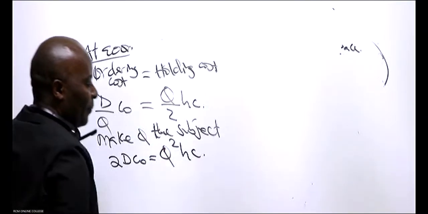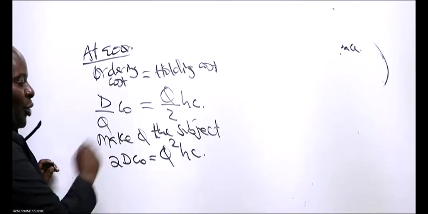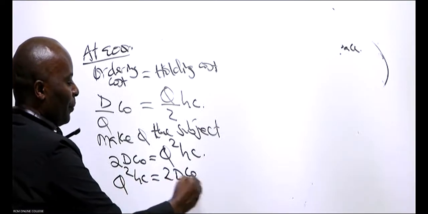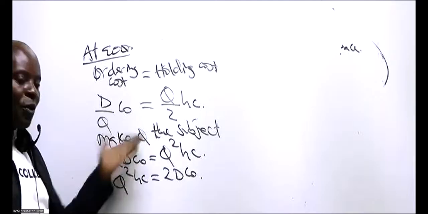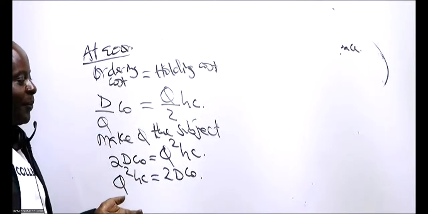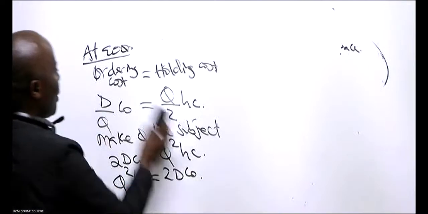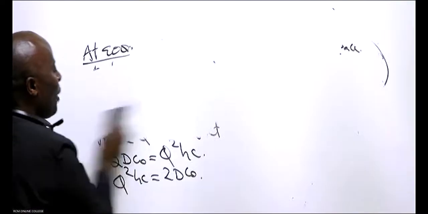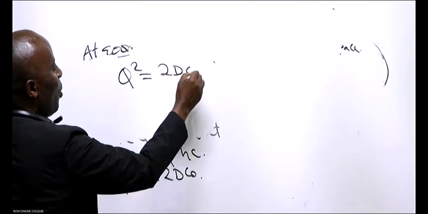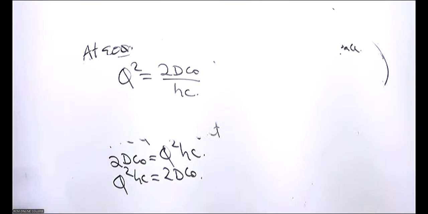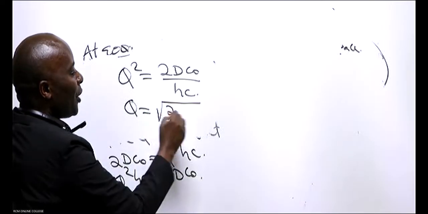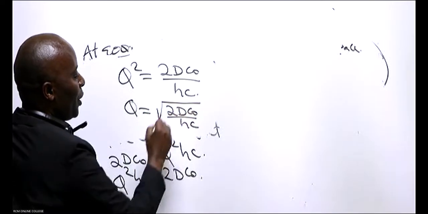Yeah, HC, isn't it? And of course, I would want Q to be on this side, so I can interchange this comfortably. I can say it is Q squared HC equals 2DCO. Even if I was to introduce a minus, it will be here and the other side will be cancelled. So I want to be left with Q alone. What should I do? I will say Q squared equals 2DCO over who? Over HC. Meaning that Q will be the square root of 2DCO over HC.